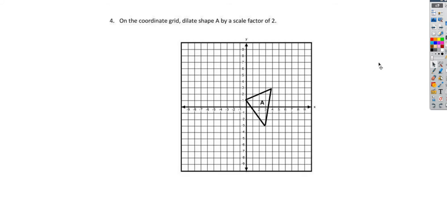Number 4. On the coordinate grid, dilate shape A by a scale factor of 2. Think about how we use factor in math and what it means. Remember, this is a special one. You have to do something before you can plot your new shape.